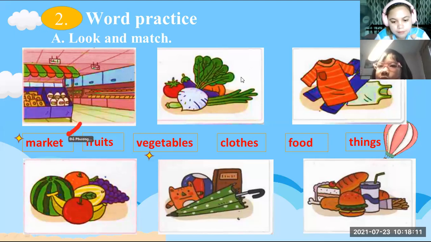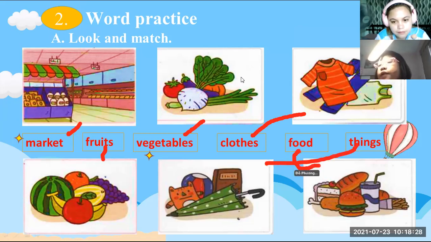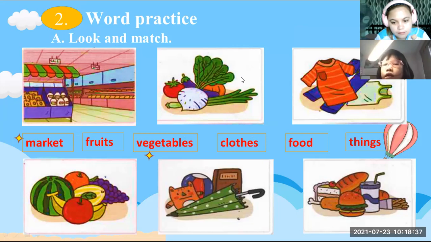Market. Vegetable. Clothes. Fruit. Things. Fruit. Oh, where's the lines? Why did you erase it?